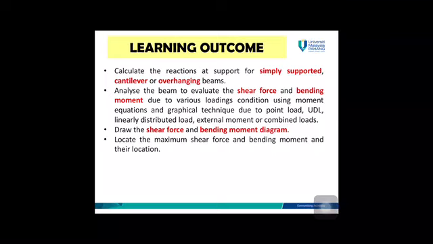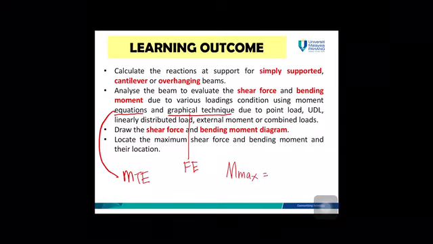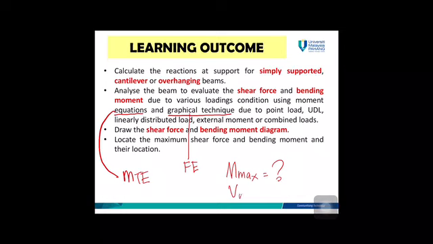As I mentioned in class, you have two methods to analyze the beam, which are by equation and by graphical technique. The equation method will come out in your midterm exam, while the graphical technique will come out in your final exam. So you have two methods to calculate the maximum moment and also the maximum shear.